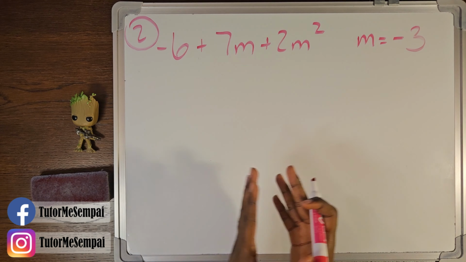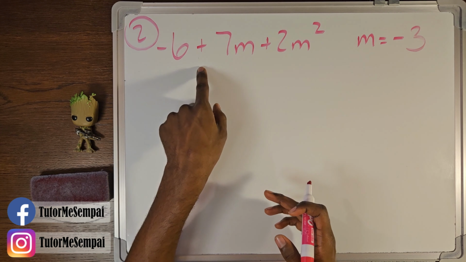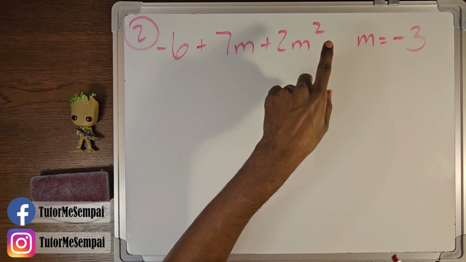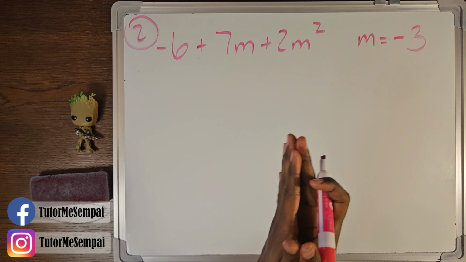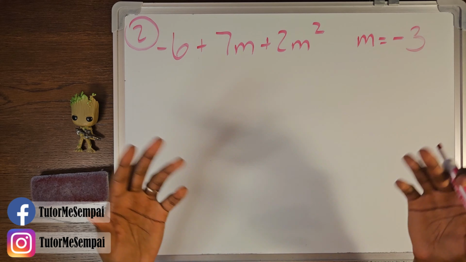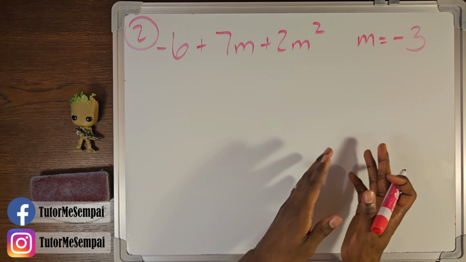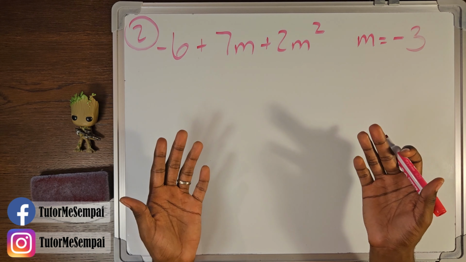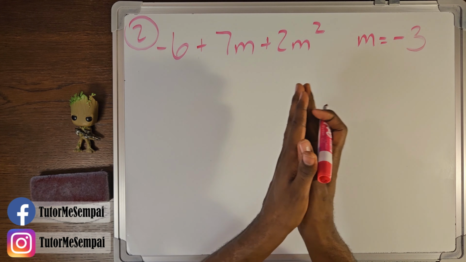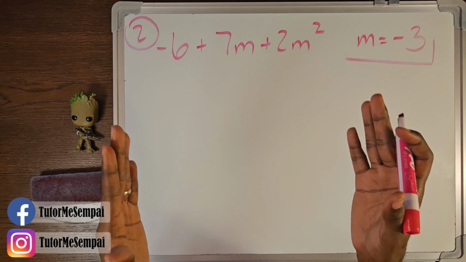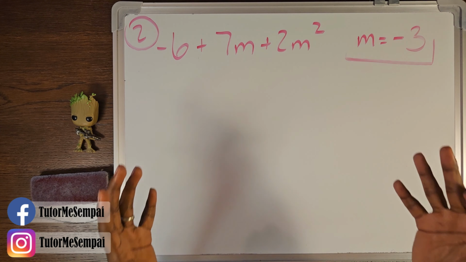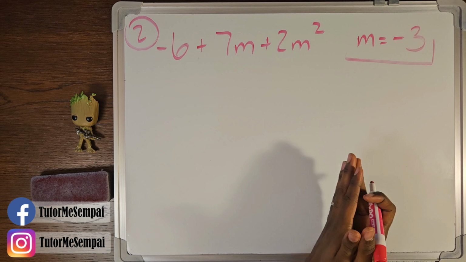So in our last example for today, we're going to have -6 plus 7m plus 2m squared, which I want to show you, you don't need to have simply an x for your variable. It could be anything. Here we have an m, unlike the last example, where we had an x. As long as it's a variable, an unknown, that we're going to be given a value for, we can evaluate this expression. So we're going to do the same exact steps that we just did.